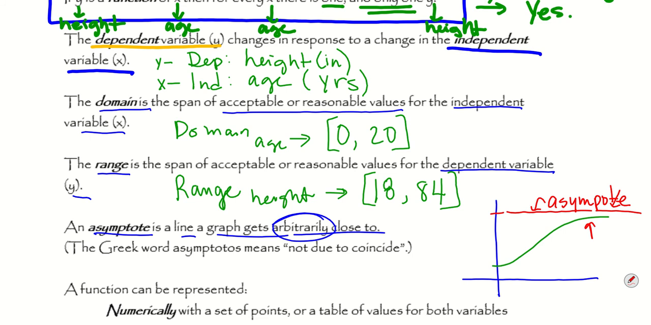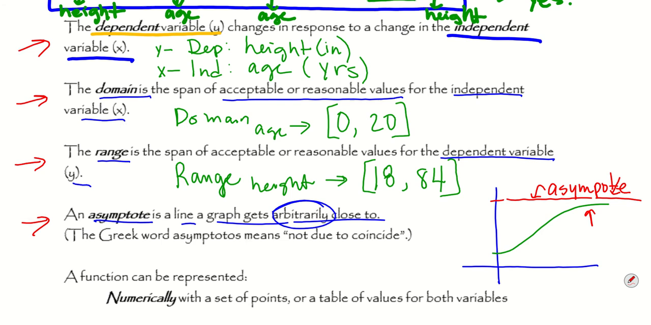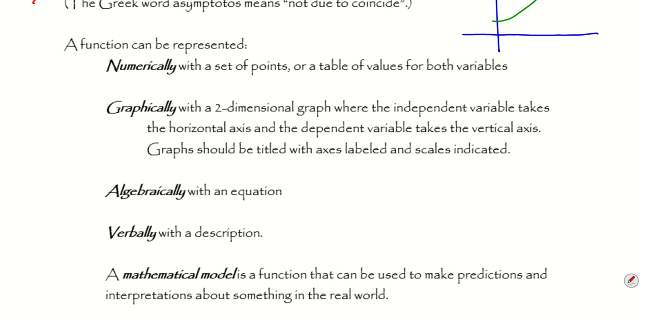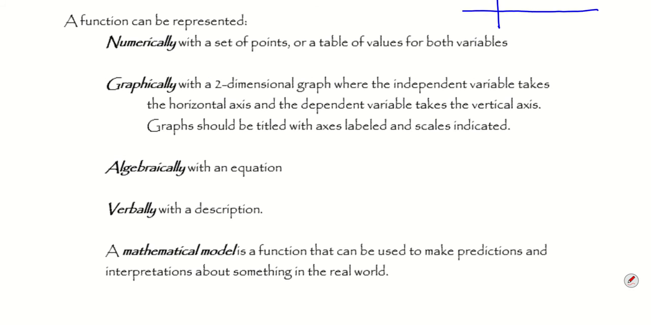So, in review, these are the things that you should know. You should know the definition of a function. You should know and be able to use, be comfortable hearing and using the terms dependent and independent variable, domain, range, and you should have a basic understanding of what an asymptote is. Let's move on and define the 4 basic ways that we will represent a function this year.